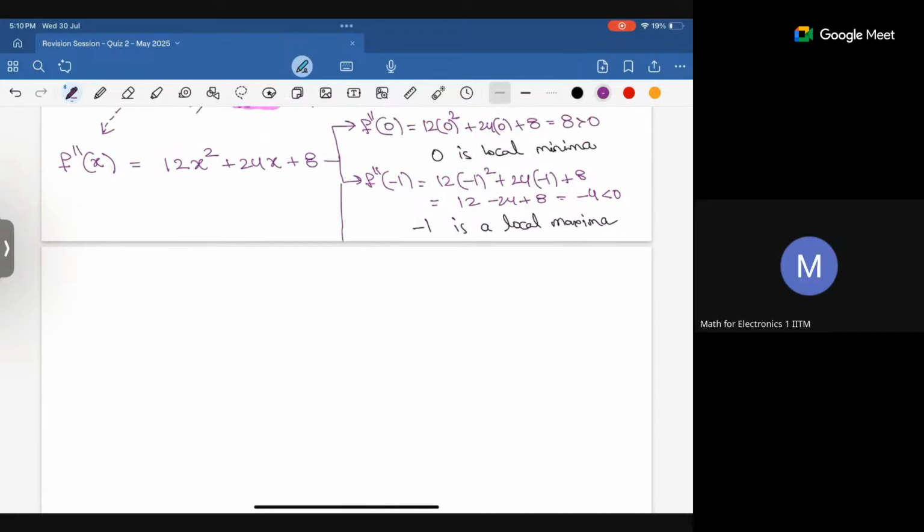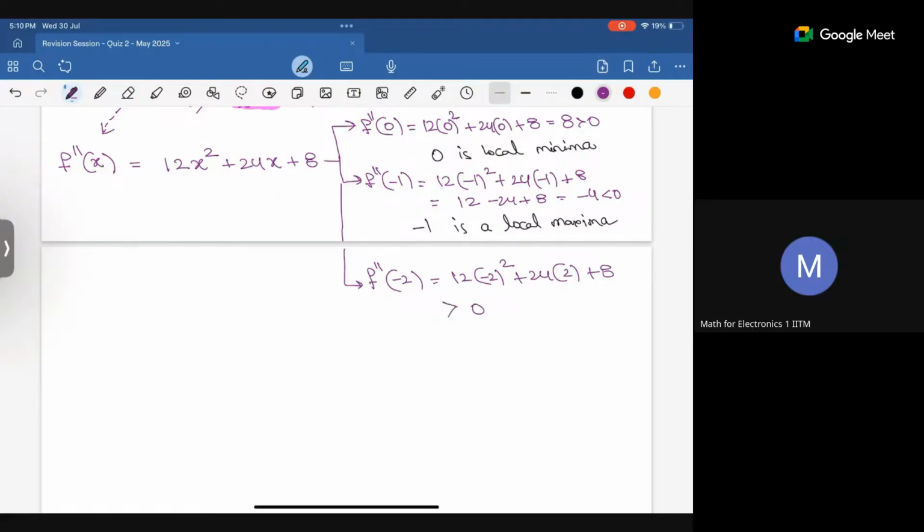You can compute f double prime of -2, which will be 12 into (-2) whole squared plus 24 into 2 plus 8. So now 12 into 4 is 48, 48 plus 48. So everything is positive here. We don't have to compute really. You see that all the terms are positive, so it will be positive.